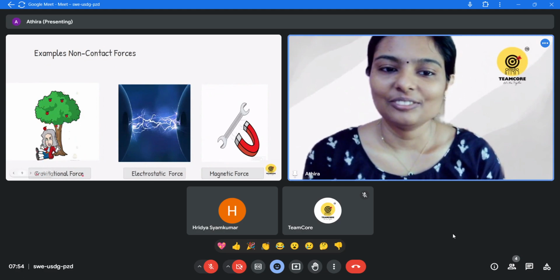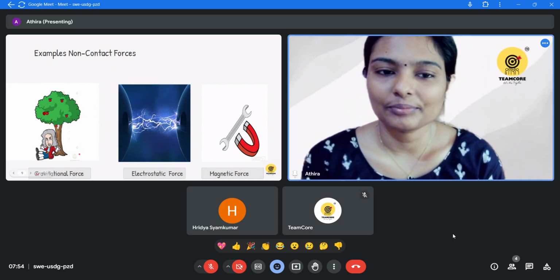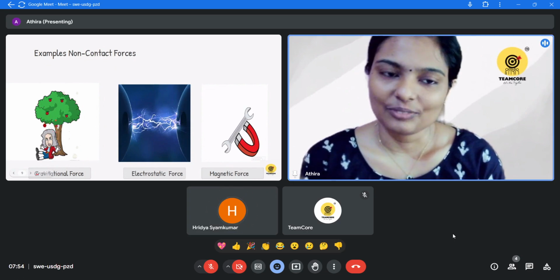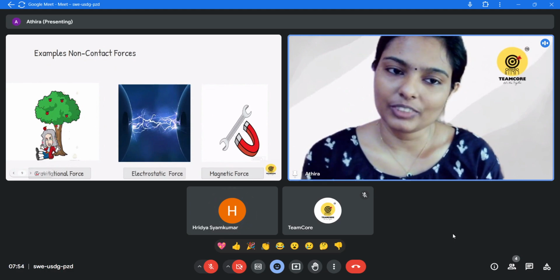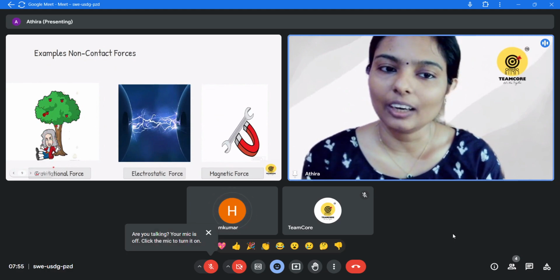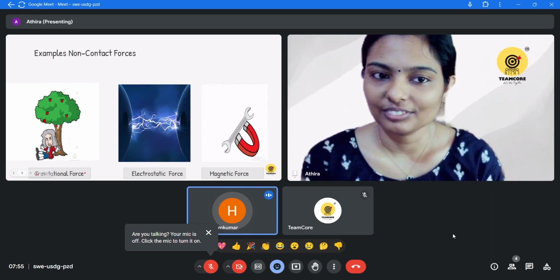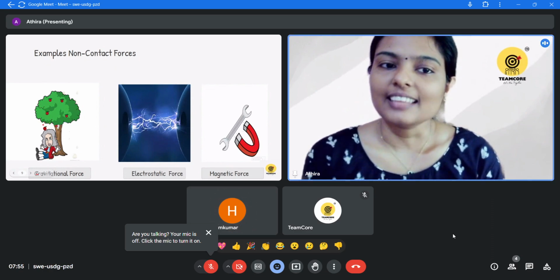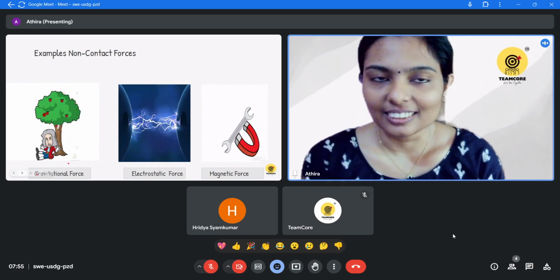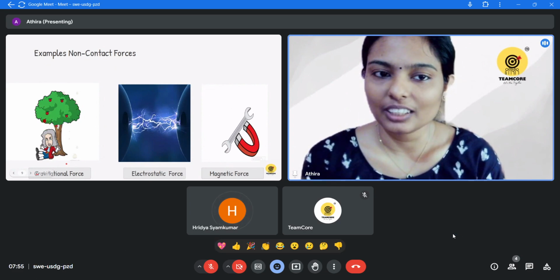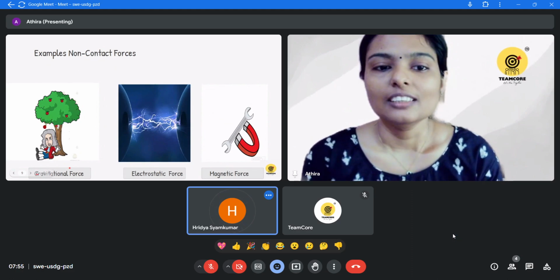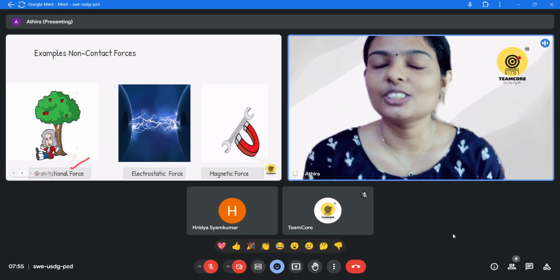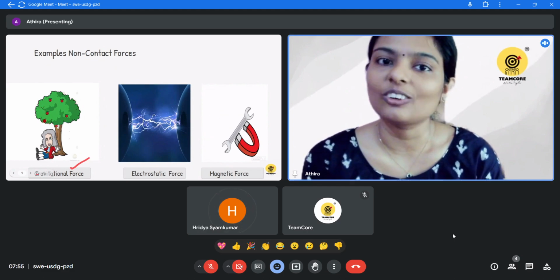See, the first one, what is this? It's an apple falling. What force, which kind of force, is pulling the apple down? The gravitational force. Very good. Is the apple in direct contact with the surface of the earth? No. So gravitational force is a non-contact force which does not need direct physical contact.